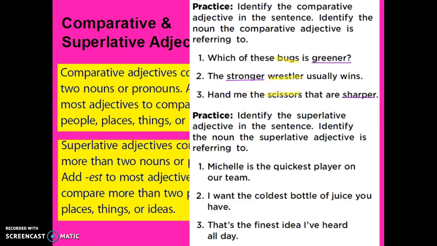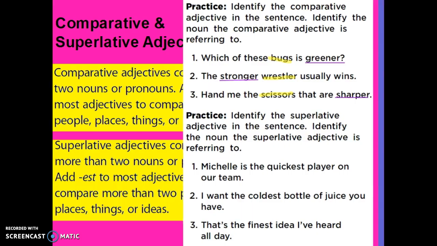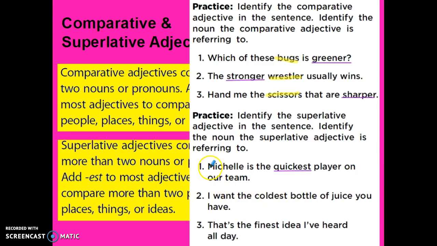Alright, in the next section, we're looking for the superlative adjective. Superlative, remember, is comparing more than two nouns or pronouns. And again, we'll look for the noun that we are referring to. Number one, Michelle is the quickest player on the team. Quickest is our superlative adjective, and quickest is really describing Michelle. She's the quickest player, though. So player is the noun that it's referring to.